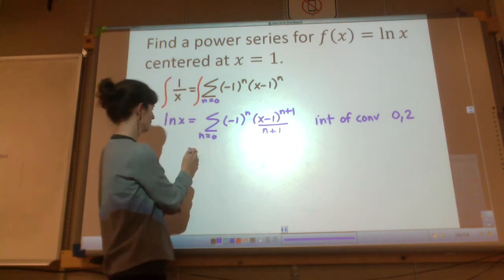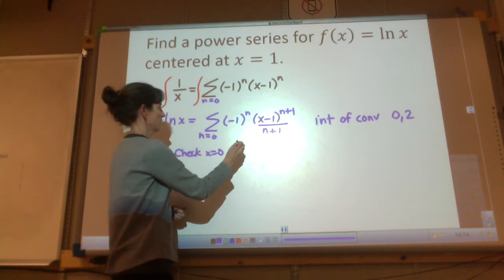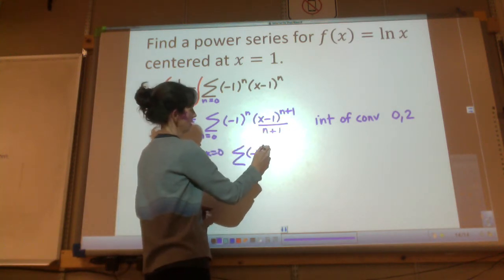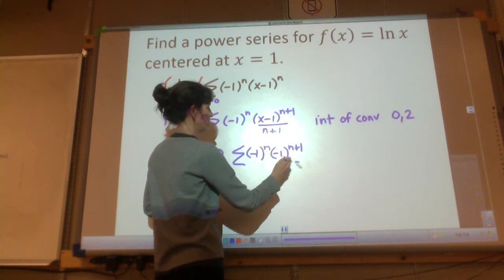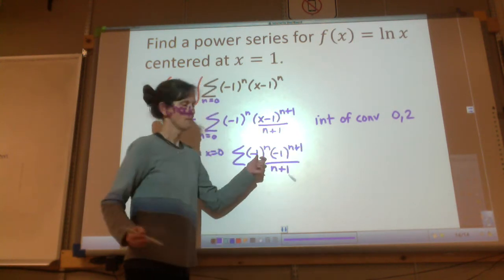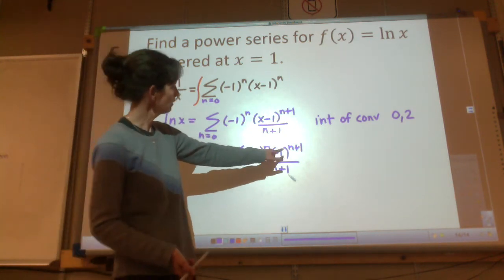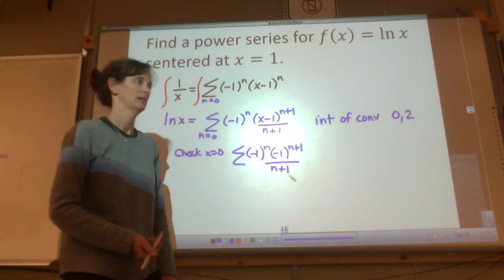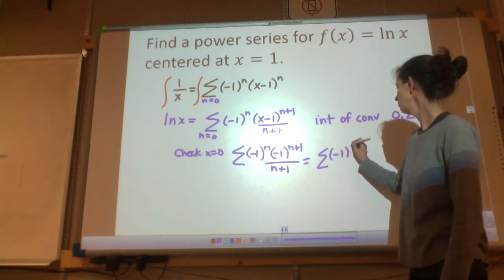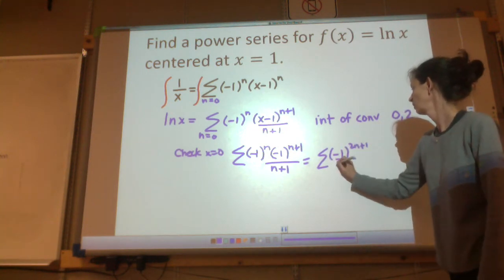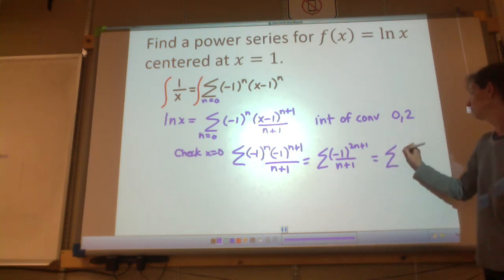When you plug in x equals 0, you get the series negative 1 to the n, negative 1 to the n plus 1 over n plus 1. Combine these two using rules of exponents. What do those exponents add up to? 2n plus 1. It's an odd number, so negative 1 to that power is going to be negative 1. It won't ever change.